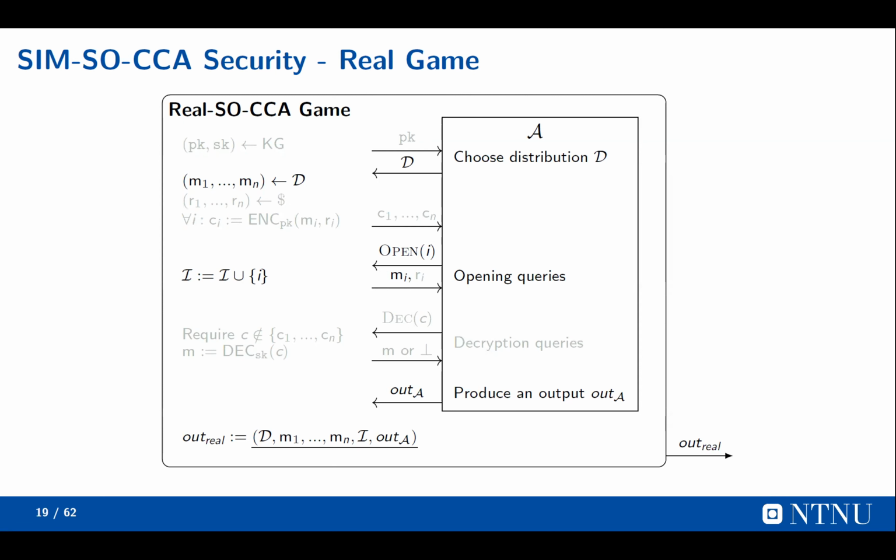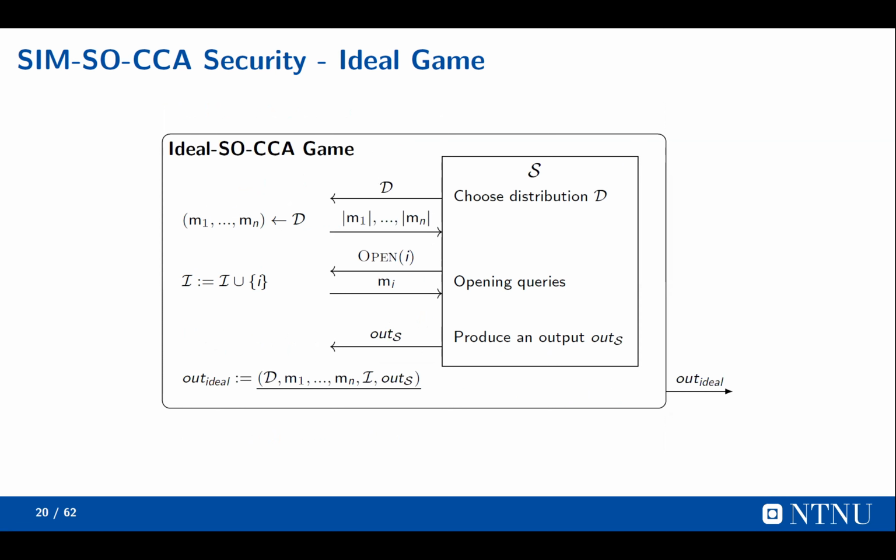To define the ideal game, we just delete all the non-trivial information. In the ideal game, we do not have a public key, we do not have challenge ciphertexts, and we do not have a decryption oracle. The ideal game plays with the simulator, and the simulator still needs to output some distribution. Everything is similar to the real game, except that we delete all the non-trivial information. Note that the ideal game needs to return the length of the message to the simulator, because the length of the message is almost the minimal information the ciphertext can reveal.